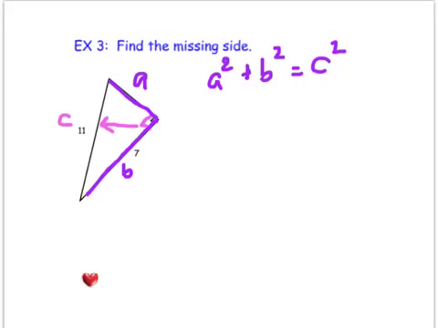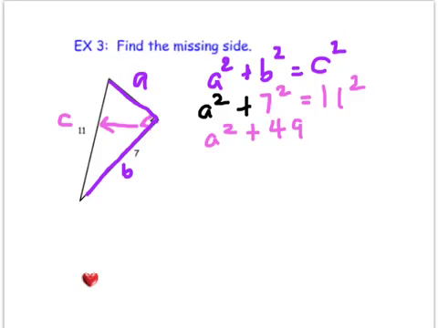Now I'm going to fill in wherever I see A. I don't know my A, so I'm going to put A squared plus, let's look, what's my B? My B is 7, so I'm going to put that right there. Equals C, which I know is 11 squared. So I've got A squared plus 7 squared, which is 49, equals 121.